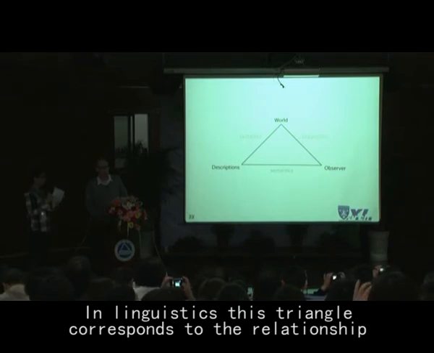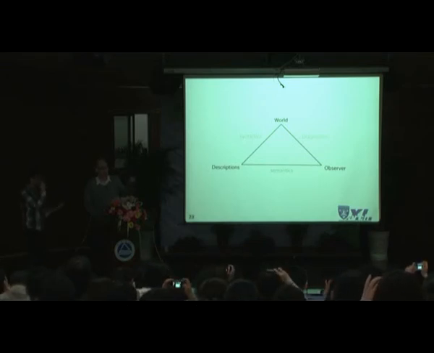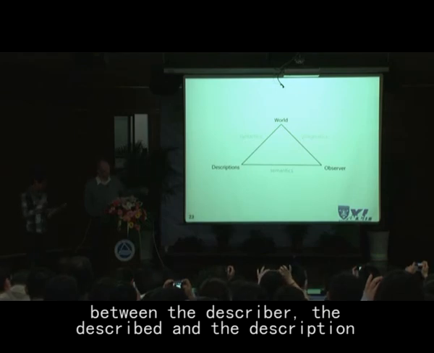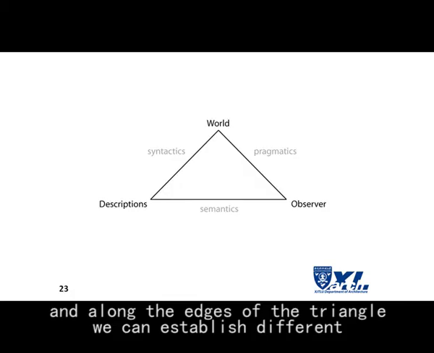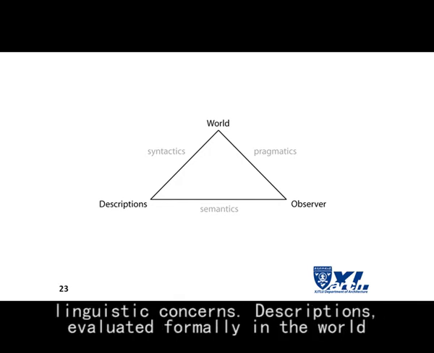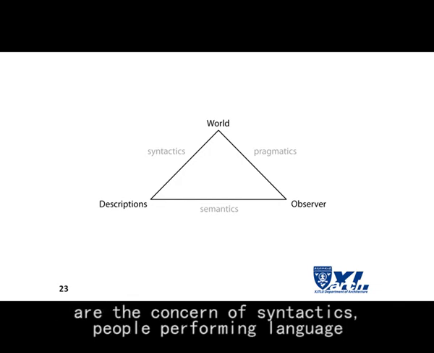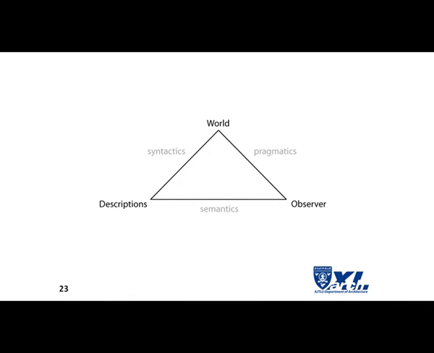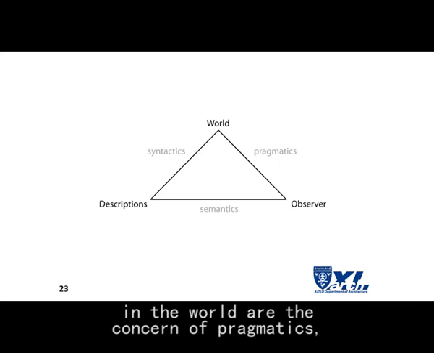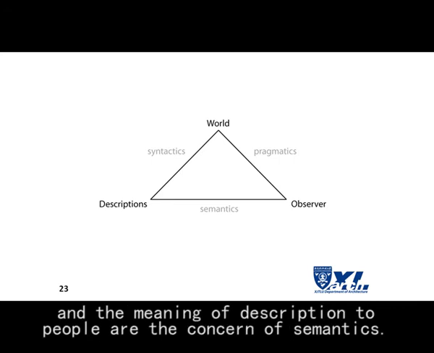So in linguistics, this triangle corresponds to the relationship between the describer, the described, and the description, and along the edges of the triangle, we can establish different linguistic concerns. Descriptions evaluated formally in the world are the concern of syntactics. People performing language in the world are the concern of pragmatics, and the meaning of description to people are the concern of semantics.